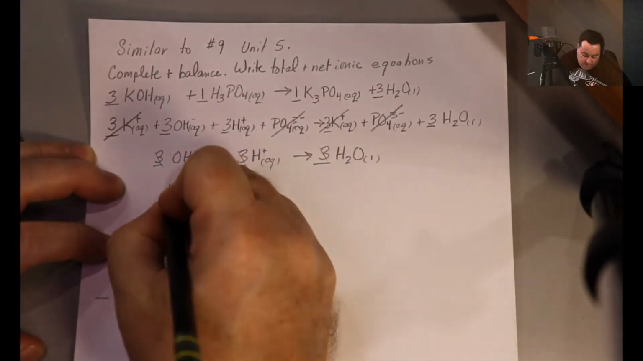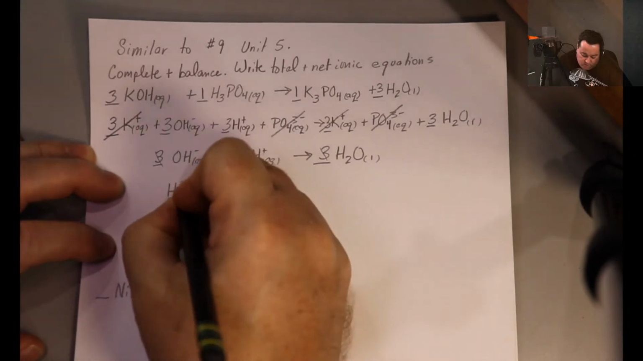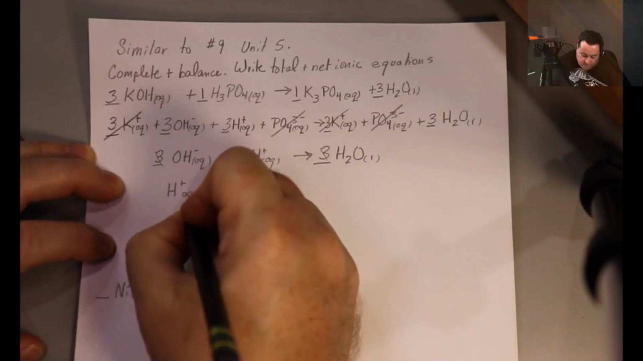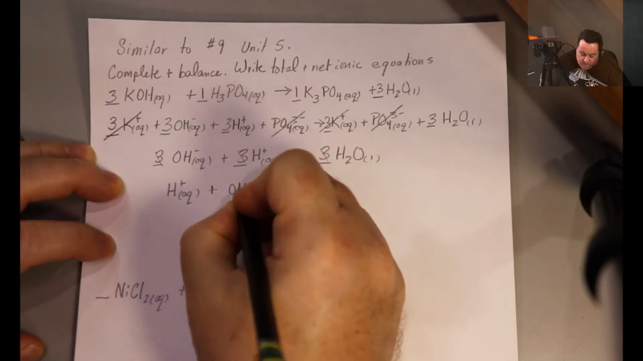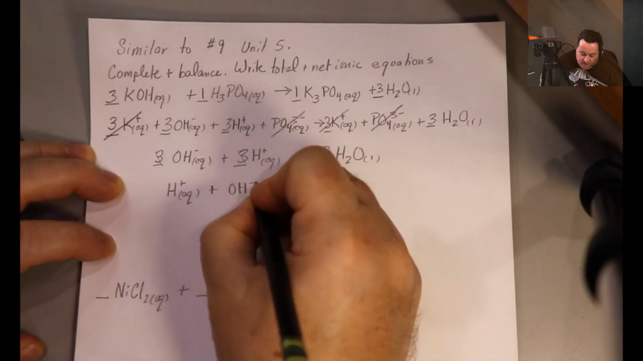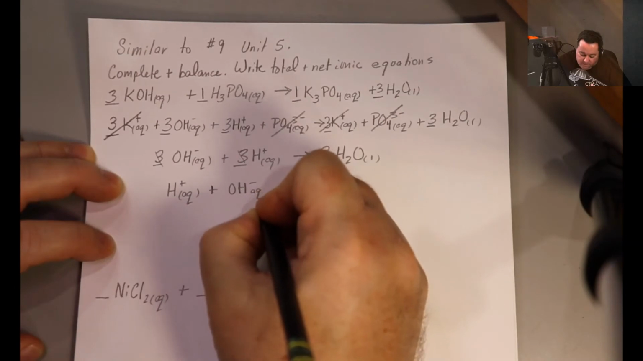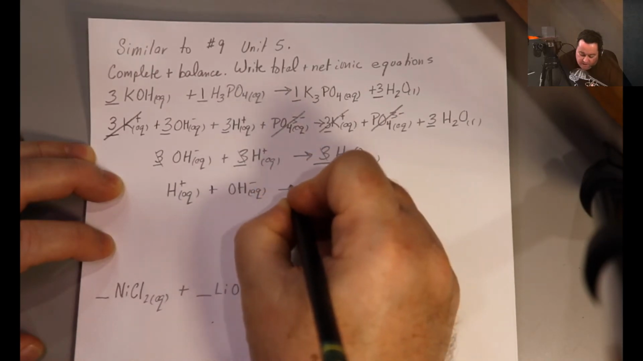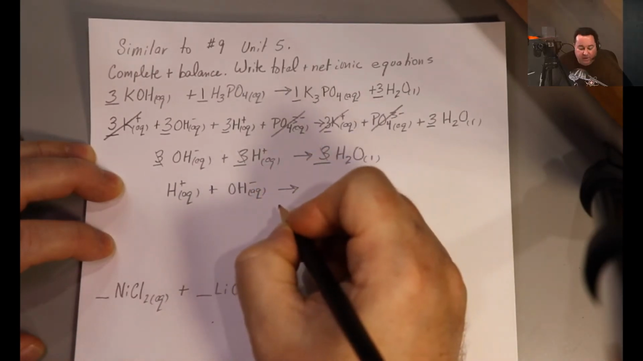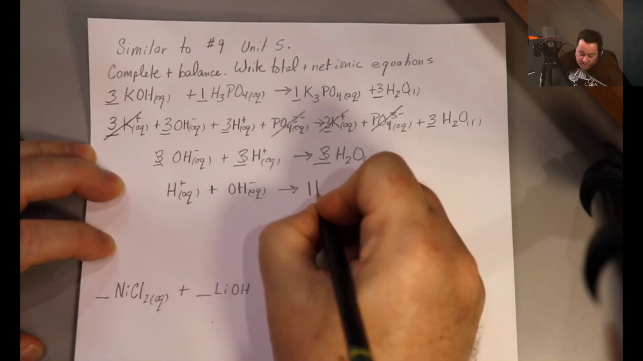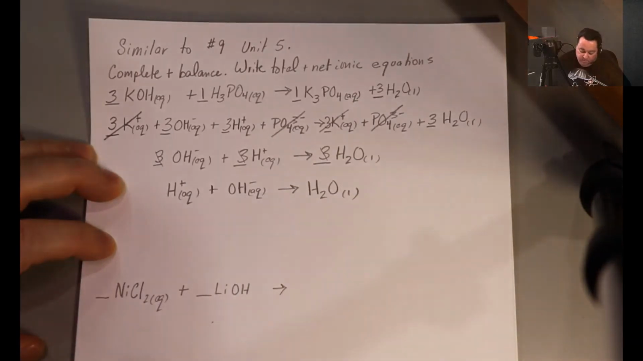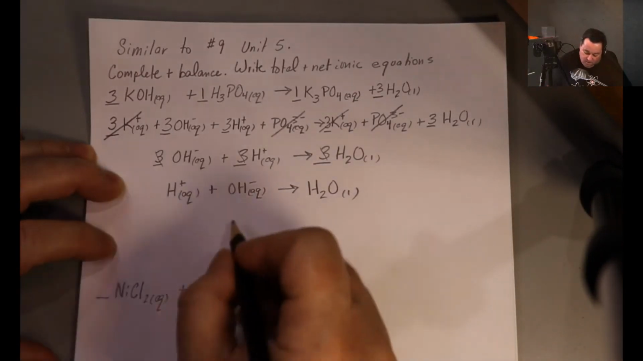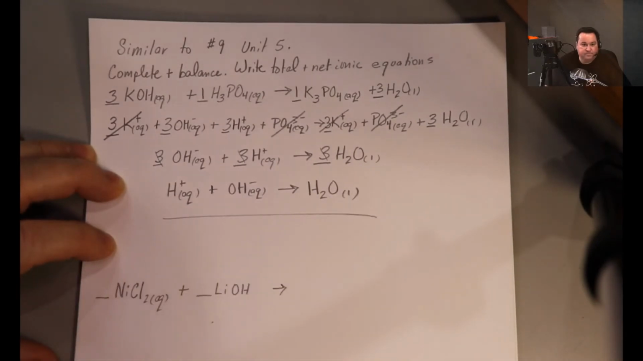You don't have to rewrite it in this order. I'm just accustomed to seeing it this way, so to me it makes sense to have the positive before the negative, but it's absolutely not required. You could have written hydroxide plus hydrogen, that would have been fine. And there is your net ionic equation for this reaction.